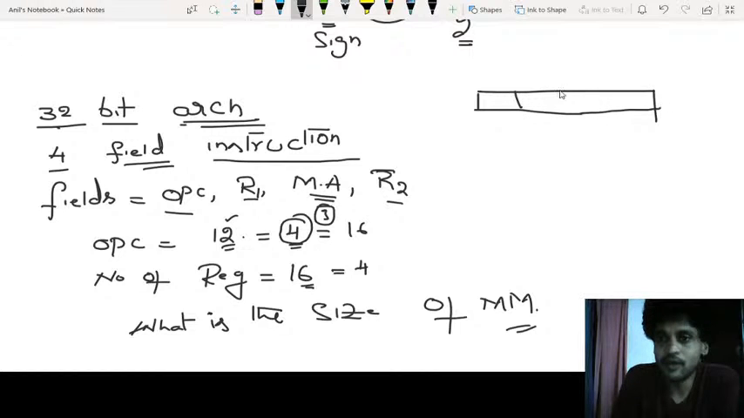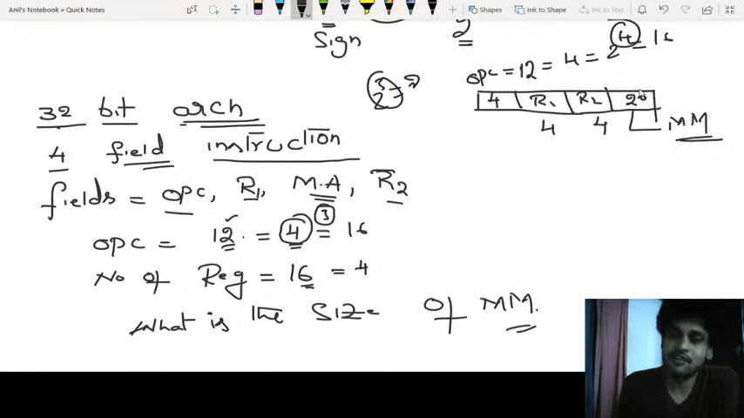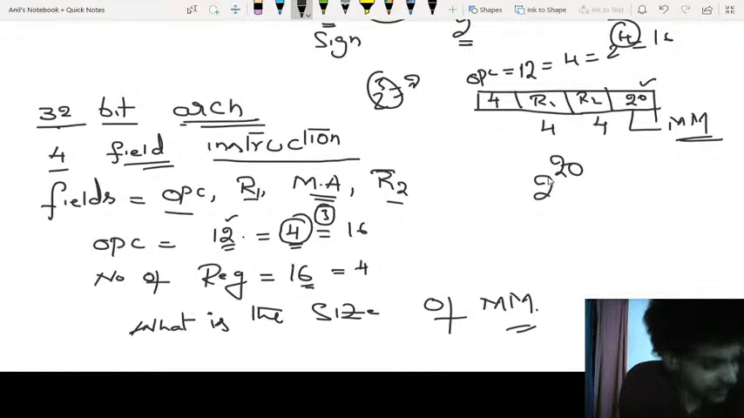There are 4 fields: 1, 2, 3, 4. First one is opcode. Number of opcodes is equal to 12, meaning I do require 4 digits, because 2 power 4 is equal to 16, but 2 power 3 is equal to 8. I can't use 3, I need to use 4. So 4 digits for the opcode. So the number of bits for register 1 and register 2 is obviously 4 and 4. So 4 plus 4 plus 4 is equal to 12, and finally the remaining 20 digits are for the memory address. If the number of digits for the memory address is equal to 20, the size of the main memory is equal to 2 power 20. Yes or no? Fine, you got it.